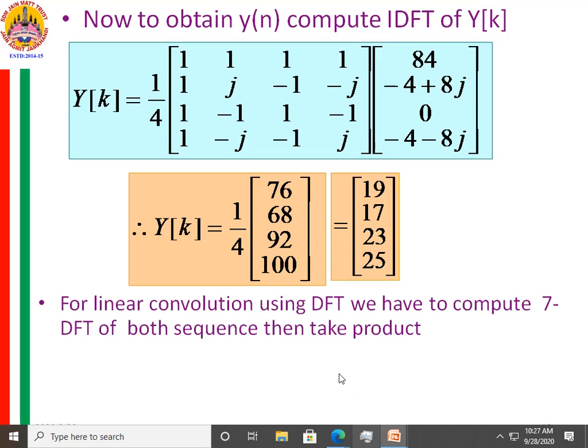Okay. So for linear convolution using DFT, we have to compute this convolution for the length of 7. For the length of 7, we have to find the DFT of Xn and the DFT of Hn. Then multiply both the DFTs to obtain Yk and take the IDFT of Yk, so that you get the linear convolution of the two, that is Yn, the convolution between Xn and Hn.